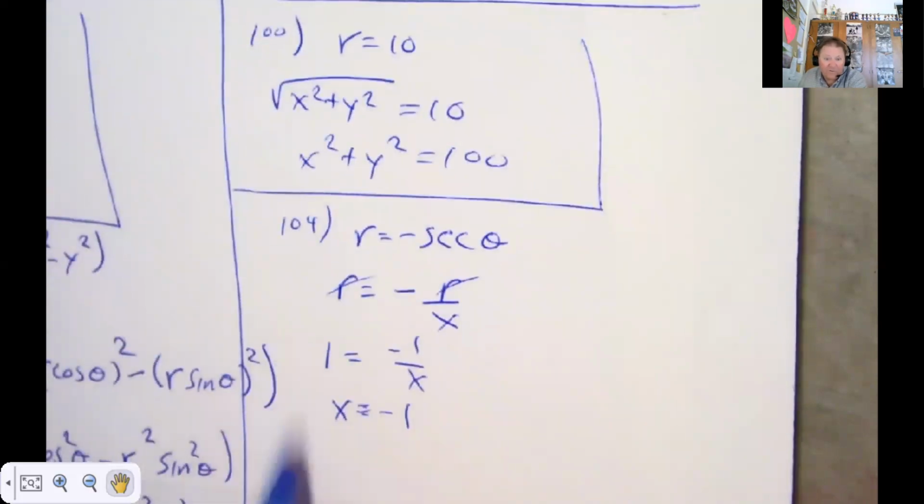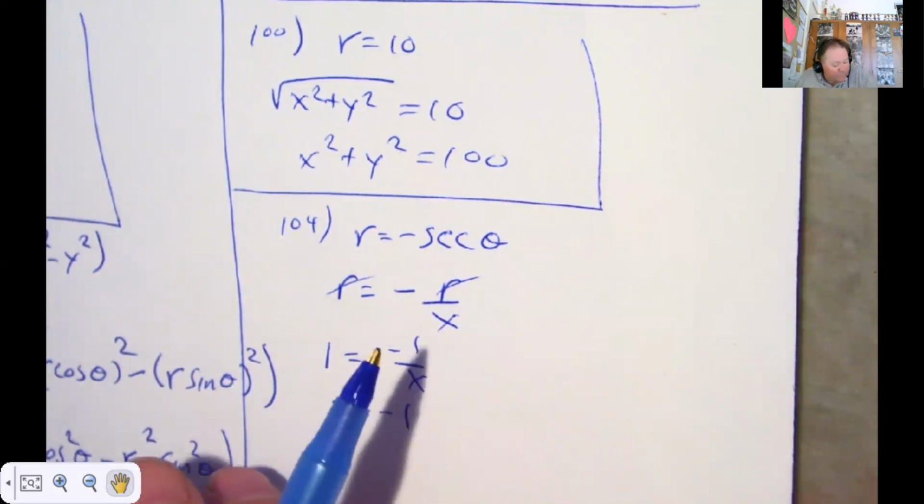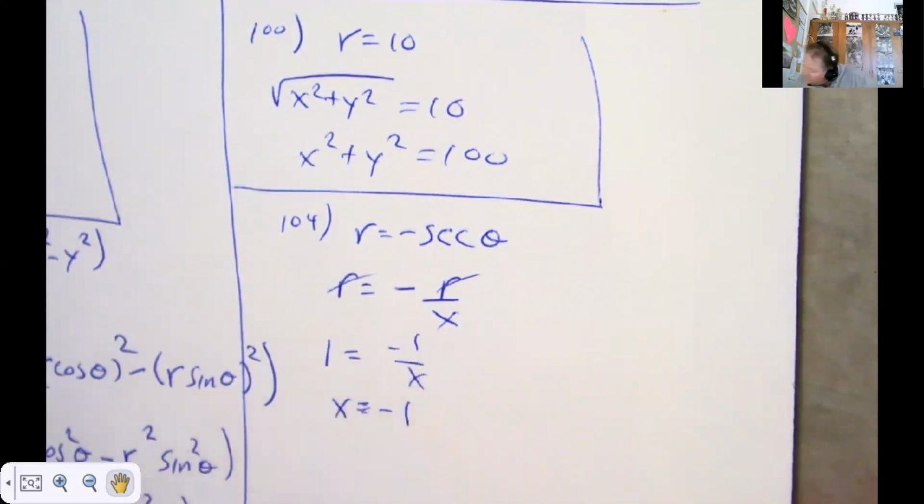In rectangular coordinates, a vertical line through negative 1. And apparently that's what you would get here. I can try it, but I'm not going to. Let me just see if that's right. 104. Yeah, x equals negative 1, that's it.